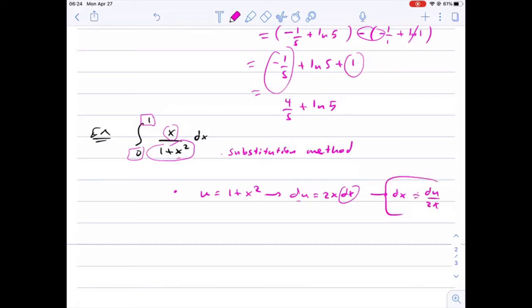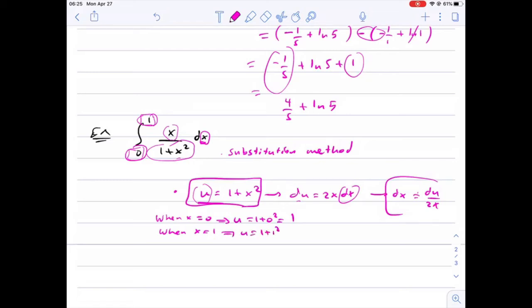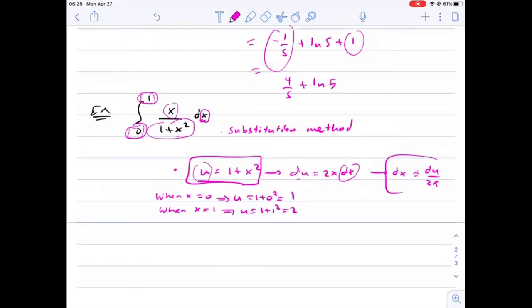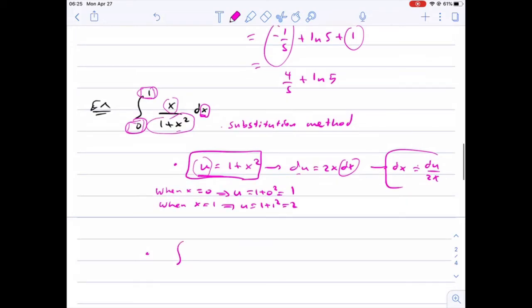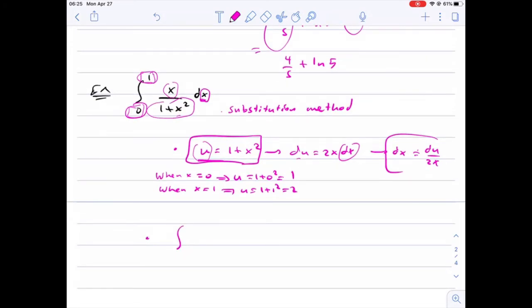Now after this, we need to change the limits of the integral because these are values of x. So we need to write them as values of u. So when x equals 0, what happens to u? u is 1 plus 0 squared, and that's equal to 1. When x equals 1, then u equals 1 plus 1 squared, and that's 2. Now we changed the limits of the integral. Now we plug into the integral. So x equals 0 corresponds to u equals 1. x equals 1 corresponds to u equals 2.